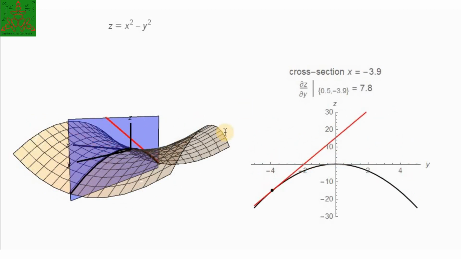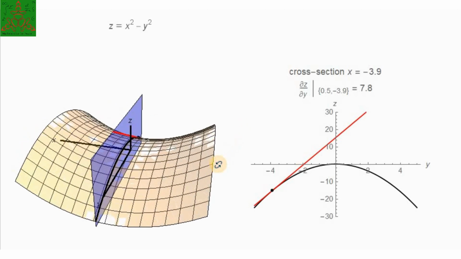So this is the actual representation, or geometrical interpretation, of the partial derivative of z with respect to x and with respect to y. So what does the partial derivative of z with respect to x give you? It will give you the slope of the surface in the x direction, and the partial derivative with respect to y will give you the slope of the surface in the y direction.